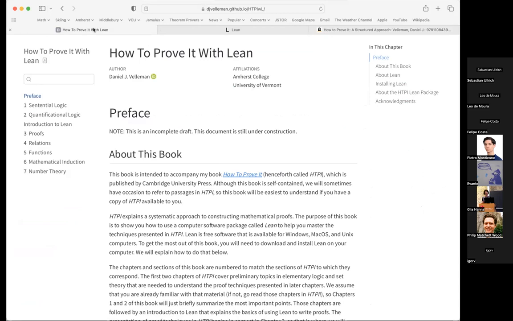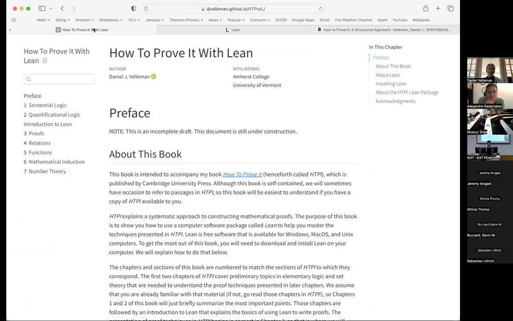The motivation here is, my hope is that students who are learning to write proofs, and particularly students who are learning by reading How to Prove It, could benefit from using Lean. And maybe I'll say a few things about how Lean might be helpful to students. So the obvious reason is Lean can check your work. You can type a proof into Lean and it will tell you if the proof is correct. As you type the proof in, if you make a mistake, right away it will tell you, no, there's a mistake here and here's what's wrong. So it gives immediate feedback to students.